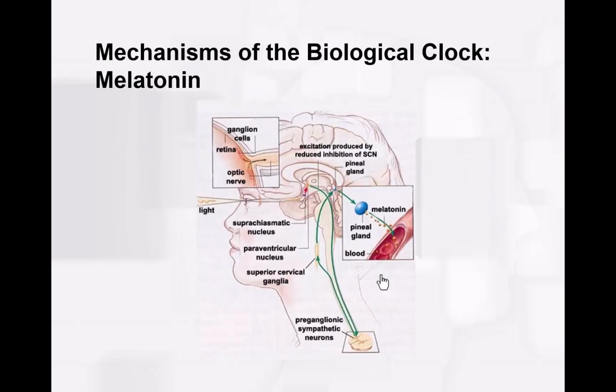This is again just showing you the position of the pineal gland posterior to the thalamus. Here we have that suprachiasmatic nucleus that projects to that pineal gland, and then that pineal gland releases melatonin into the bloodstream.